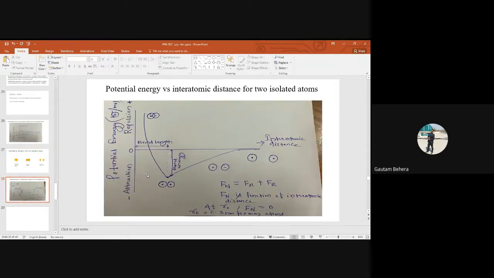This is a very important slide. You can see potential energy on the y-axis and interatomic distance, or you can say internuclear distance, on the x-axis. In the y-axis we have potential energy, and in the x-axis we have interatomic distance or interatomic separation. Right. So this is one atom and this is another atom. Suppose initially two atoms are very far away from one another, right? So there will be no force acting on the two atoms. But the moment they approach one another, they become closer to one another.